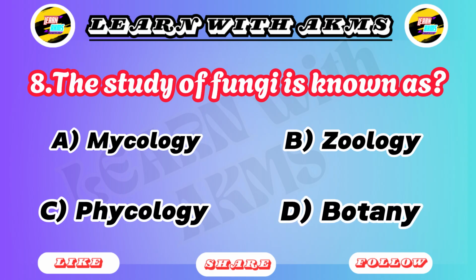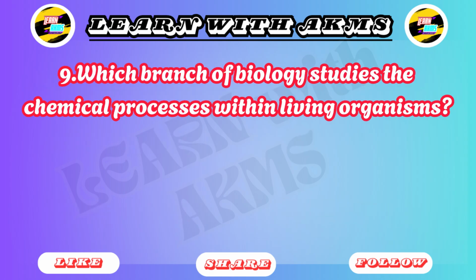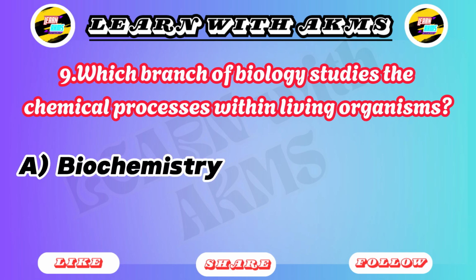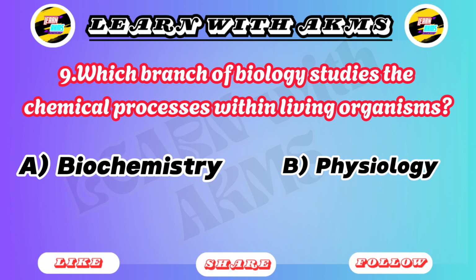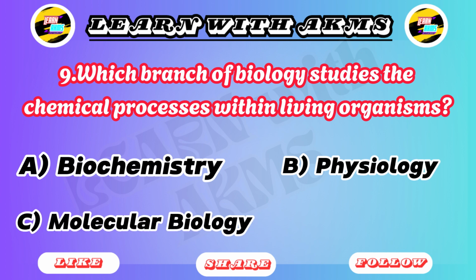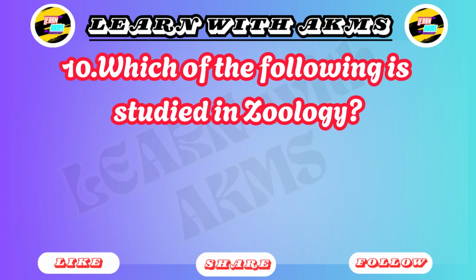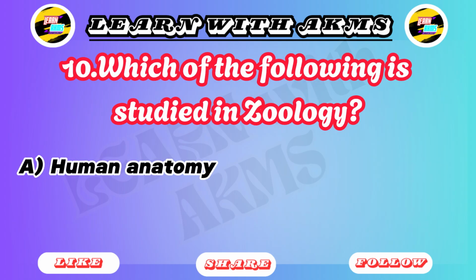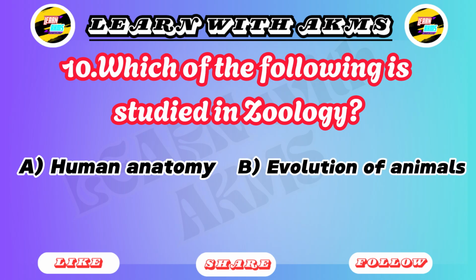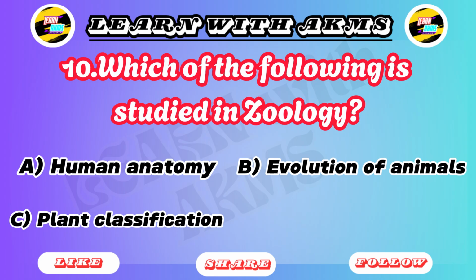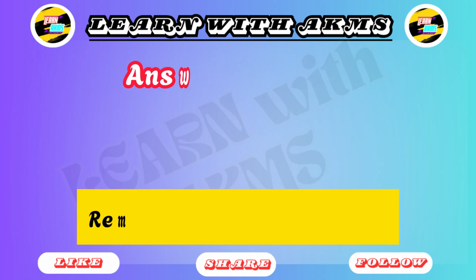D. Botany. 9. Which branch of biology studies the chemical processes within living organisms? A. Biochemistry. B. Physiology. C. Molecular biology. D. Cytology. 10. Which of the following is studied in zoology? A. Human anatomy. B. Evolution of animals. C. Plant classification. D. Photosynthesis.